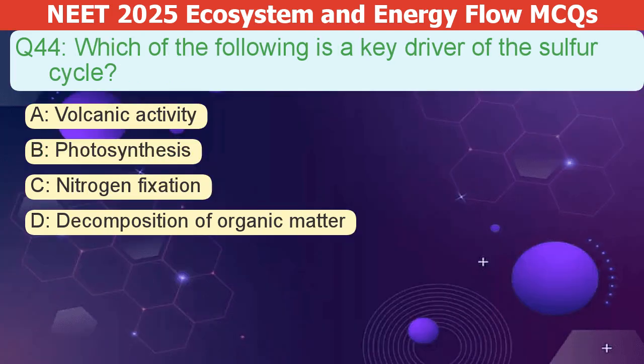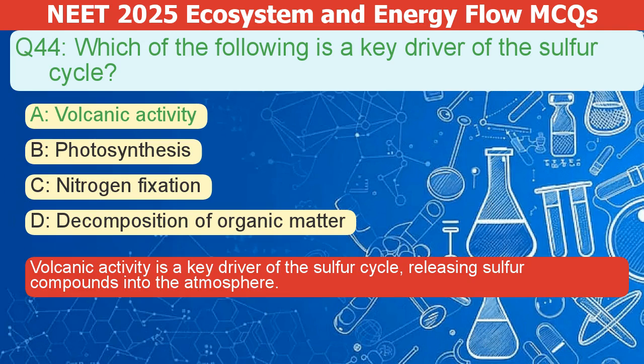Which of the following is a key driver of the sulfur cycle? A. Volcanic activity. B. Photosynthesis. C. Nitrogen fixation. D. Decomposition of organic matter. The correct answer is A. Volcanic activity is a key driver of the sulfur cycle, releasing sulfur compounds into the atmosphere.